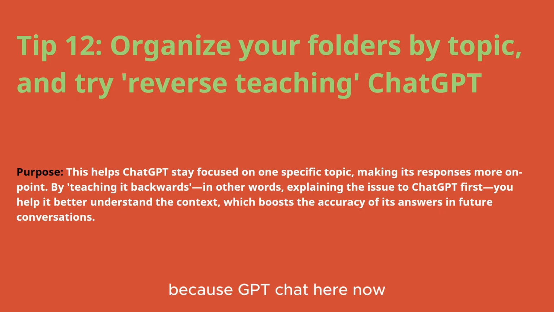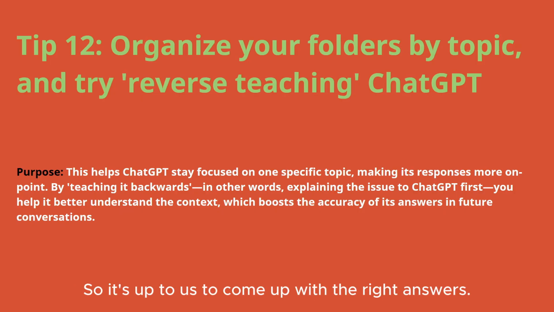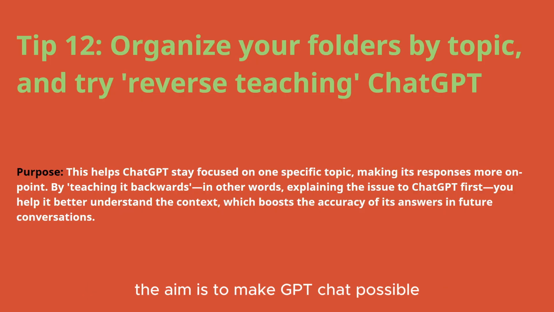Because ChatGPT right now is still really not perfect. There are things where you'll see it gives you answers that are not exactly right, so it's up to us to come up with the right answers. The aim is to make it possible for ChatGPT to find the right source of knowledge, and from there, its answers will get better and better.